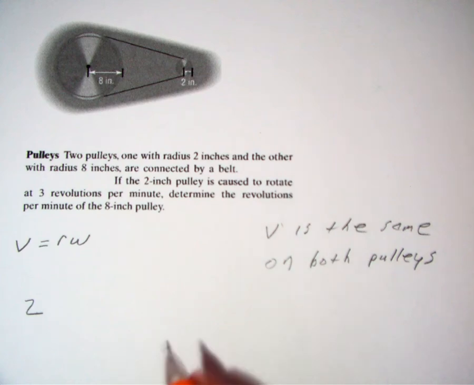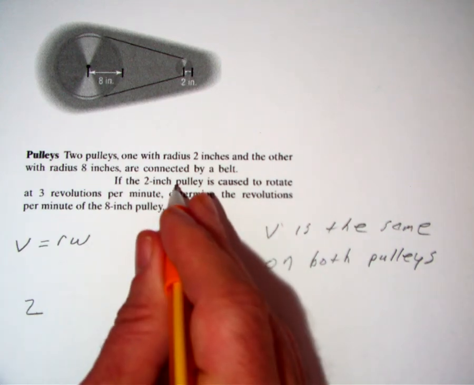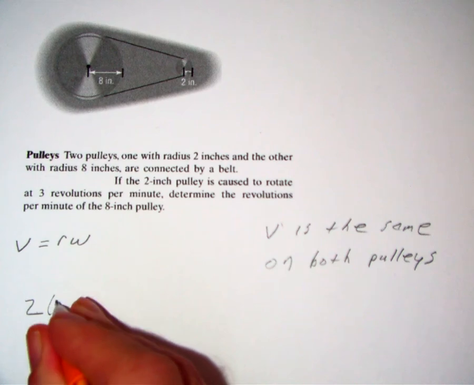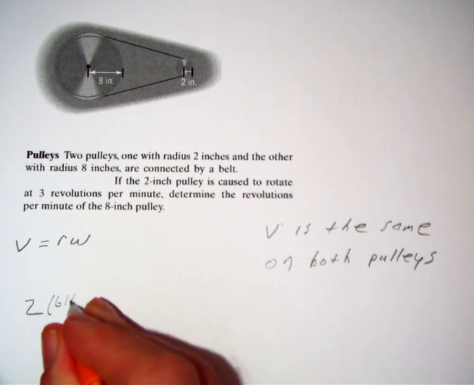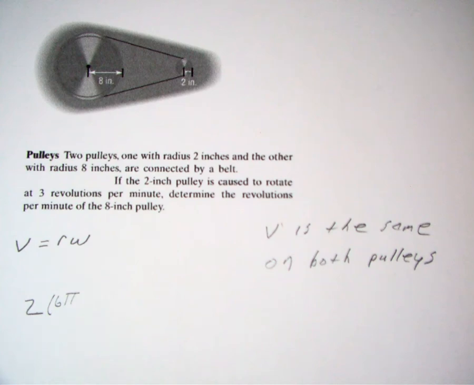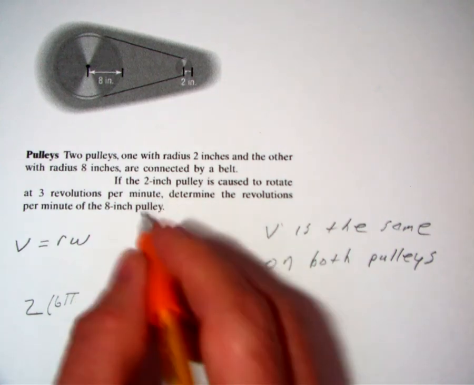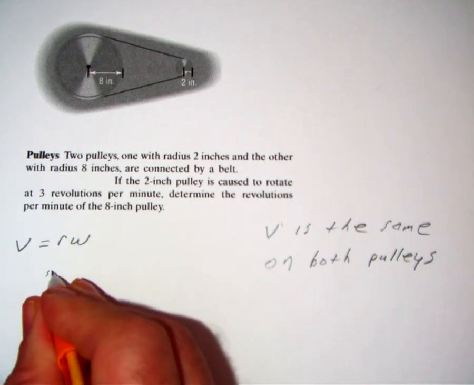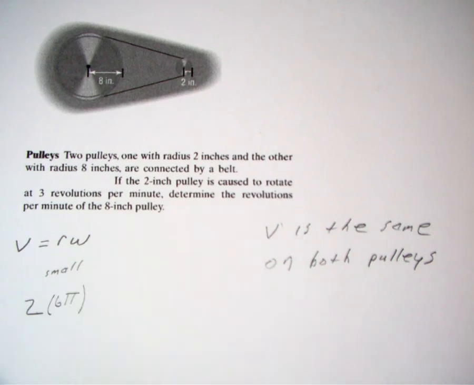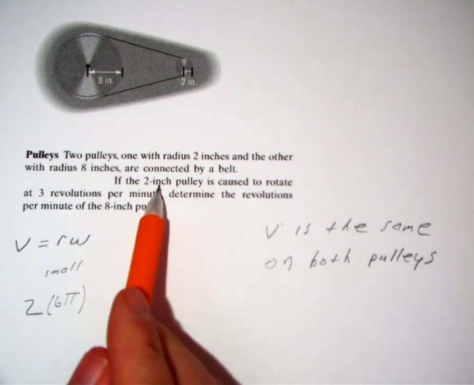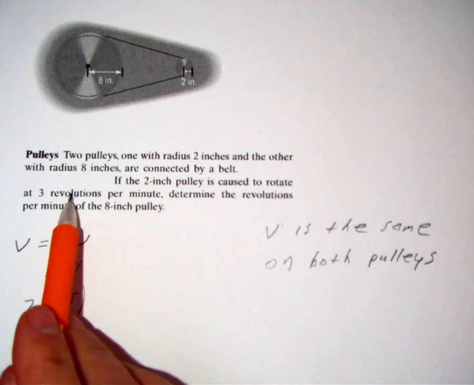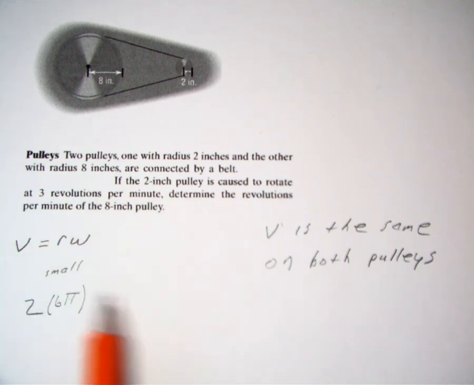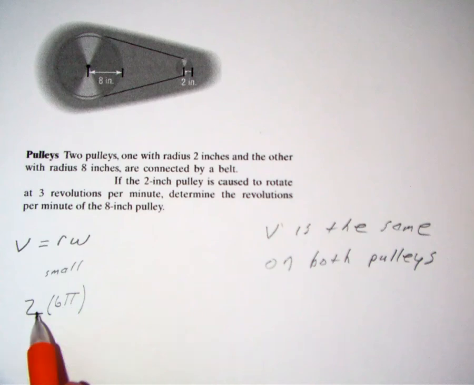So here's what we know, folks. The omega for the 2-inch pulley is 6 pi, right? Okay, and that's radians per minute. Everything's in minutes, so I don't mind you guys leaving this out. Everything's in minutes and inches, right? So we can just leave that out. So y'all comfortable, this is the circumstance for the small one, right? The 2-inch pulley is moving at 3 revolutions, but 3 times 2 pi is the 6 pi you see right there, right?